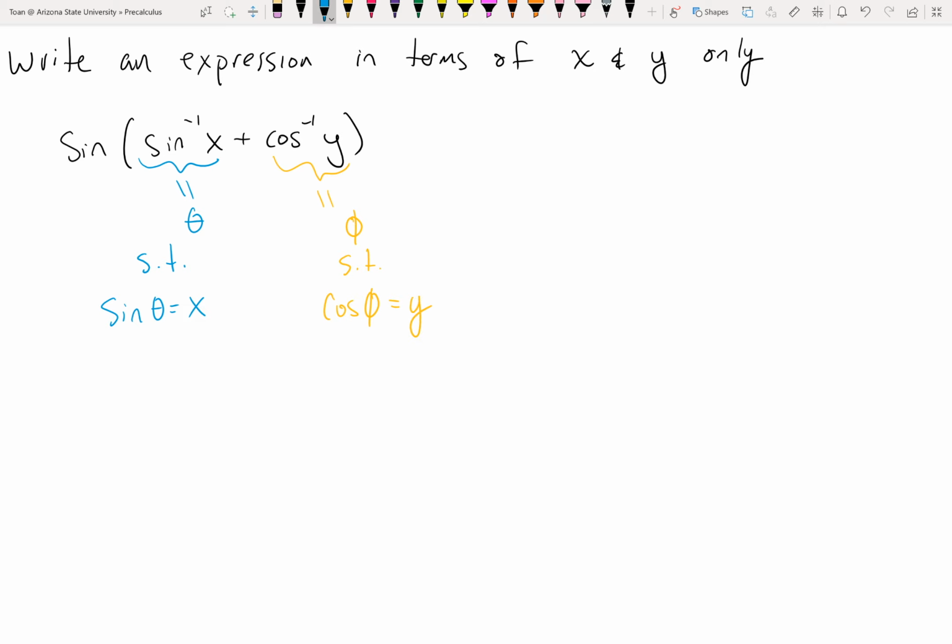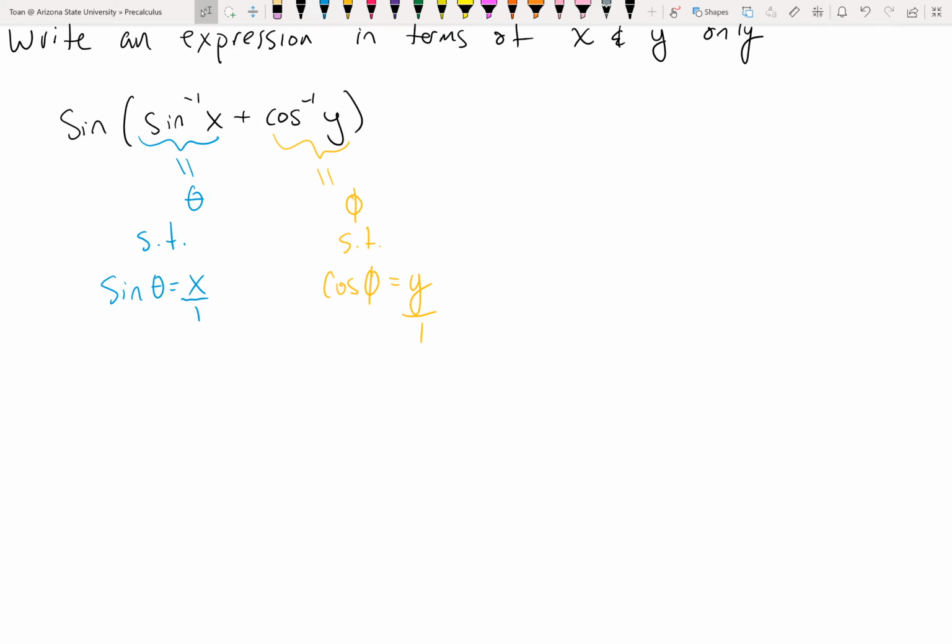Well, when you have trig ratios, now you're probably thinking to yourself, these aren't ratios. Well, you can always make them ratios by putting it over 1. The idea is that when you have trig ratios, you can just simply draw triangles. So, knowing that sine of theta equals x, that means in a right triangle, if I have theta somewhere, I know that the sine, opposite over hypotenuse, is x over 1. And then using Pythagoras' theorem, I know that the remaining side is the square root of 1 minus x squared.